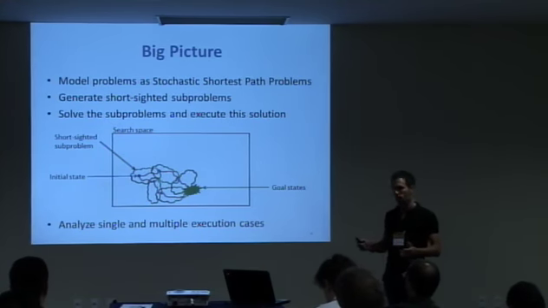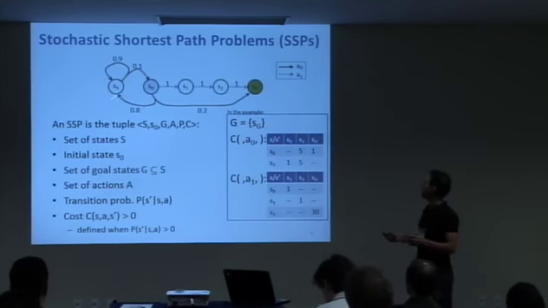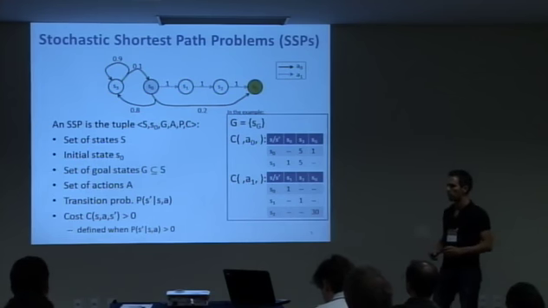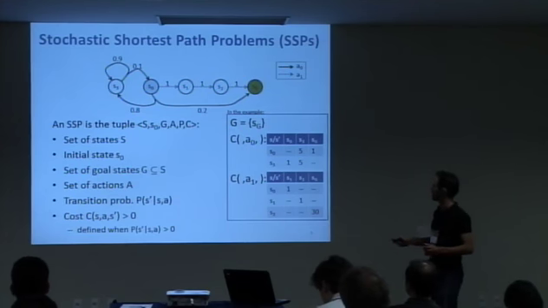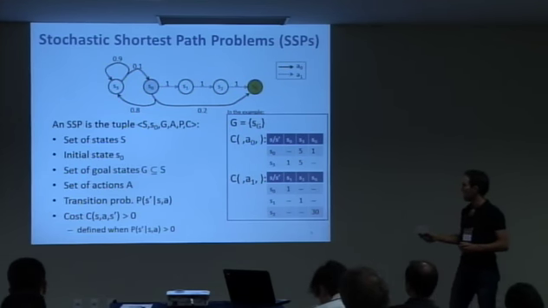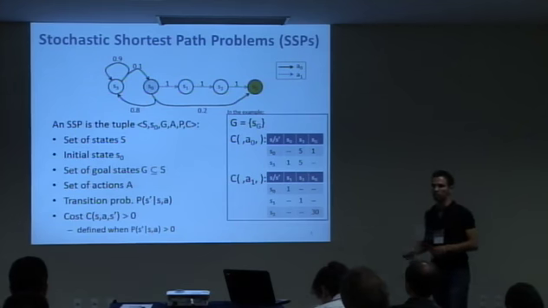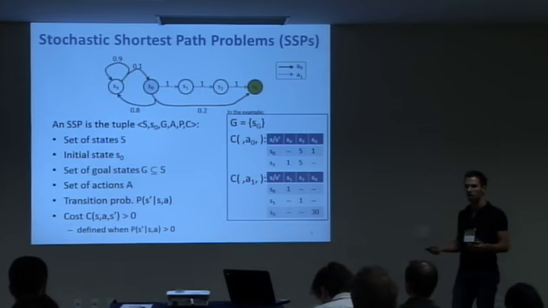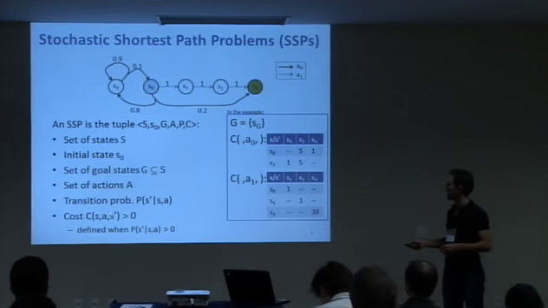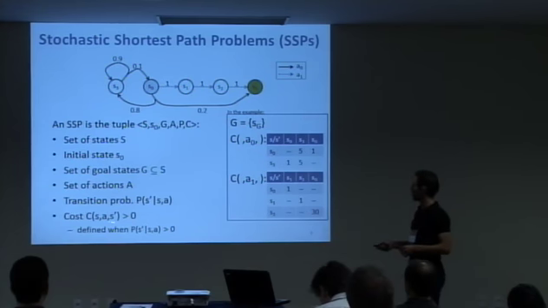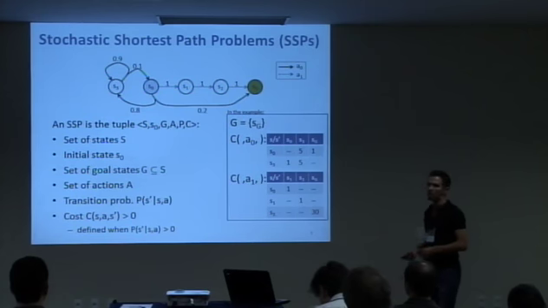So now I'm going to give a little bit of background. This is my definition of stochastic shortest path problems, or SSPs. We have a set of states, an initial state, a set of goal states, a set of actions, and a transition probability function, that's the probability of moving from one state to another when you apply an action. And we have this cost function that's going to be the cost of applying action A on state S and reaching the state S prime. This function is always going to be greater than 0, and we require it to be defined only if this transition is defined, so if the probability is greater than 0.